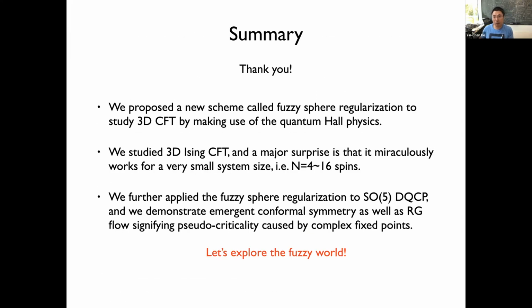So there is, of course, a lot to explore in this fuzzy sphere world, but I don't have time to elaborate. So let me just wrap up. The idea is that we propose a new scheme that we call fuzzy sphere regularization to study 3D CFTs by making use of quantum Hall physics. It works miraculously well for very small system sizes if we do some fine tuning, for the 3D Ising CFT and also for the SO5 deconfined criticality. For the SO5 deconfined criticality, we demonstrate the emergent conformal symmetry, and we find that the RG flow signifies pseudo-criticality caused by the complex fixed point.